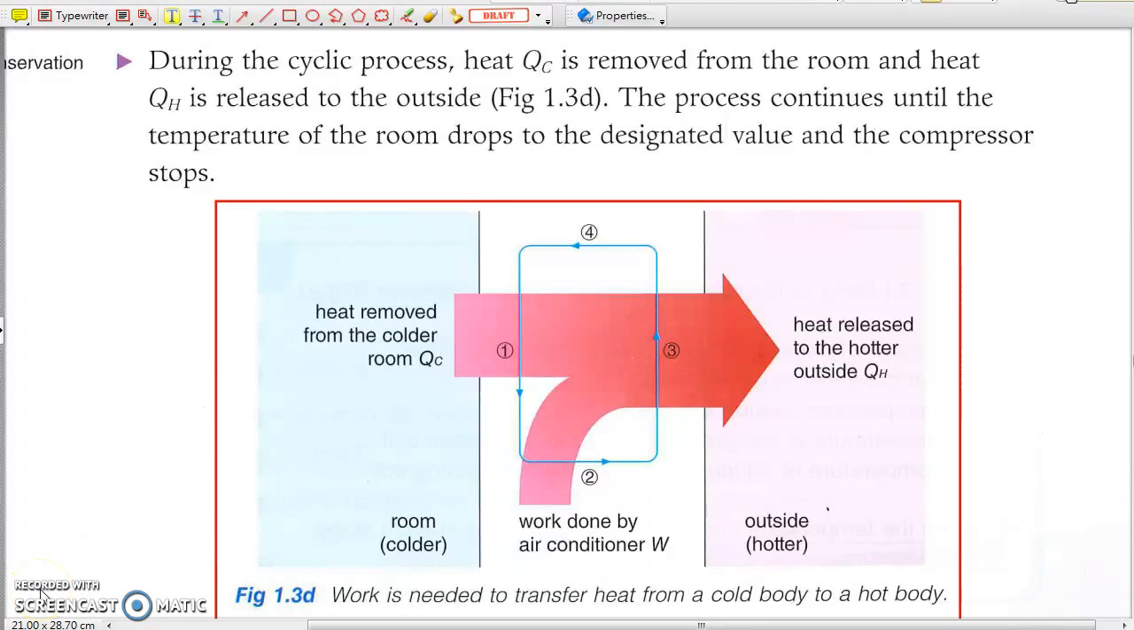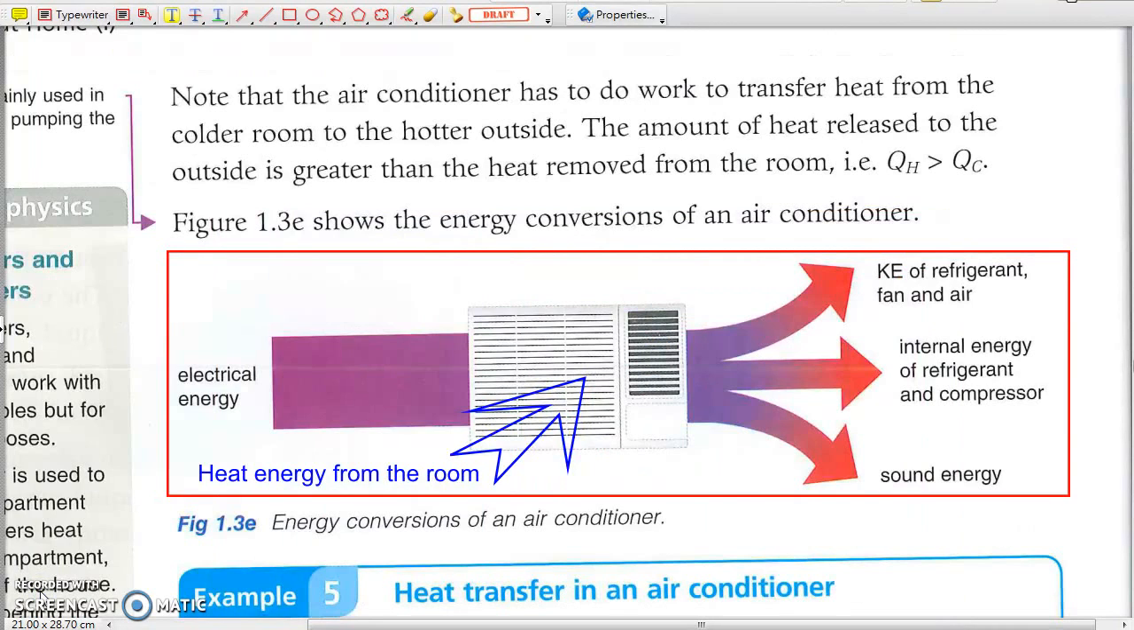An air conditioner is a heat pump. The heat of the room is removed together with the electrical energy, which is used mostly as work done on the refrigerant. They are all released to the outdoor surroundings, mostly as heat and sound energy.